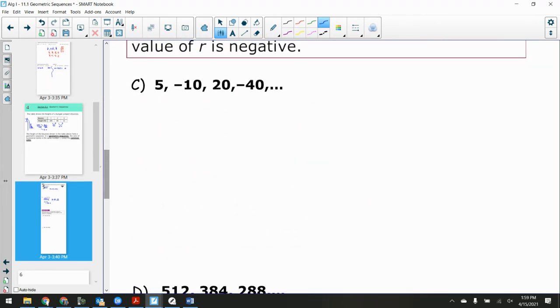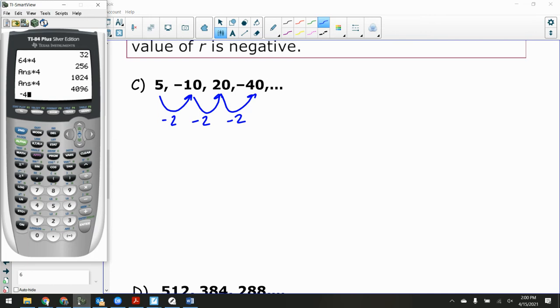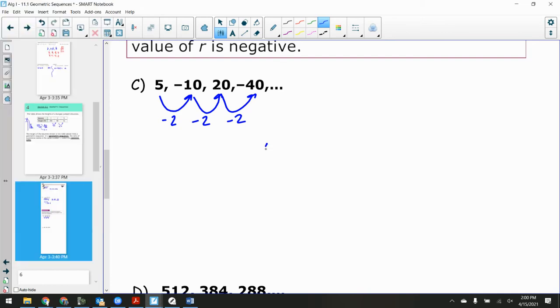Let's take a look at this one. Do you see how the signs alternate again? That tells me that my R value is negative. And what am I continually multiplying by? 2. So it's negative 2. I'm continually multiplying by negative 2. So my R value is negative 2. And let's keep going. My next term, so we were at negative 40. We multiplied by negative 2 times negative 2 times negative 2. So we were at 80, negative 160, positive 320. Notice how my signs are alternating again.